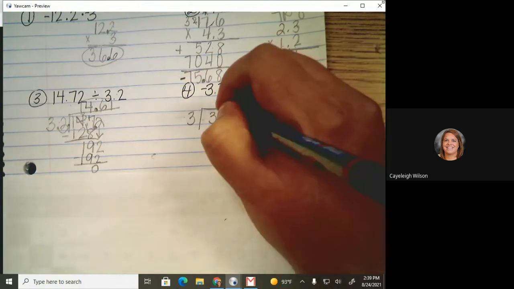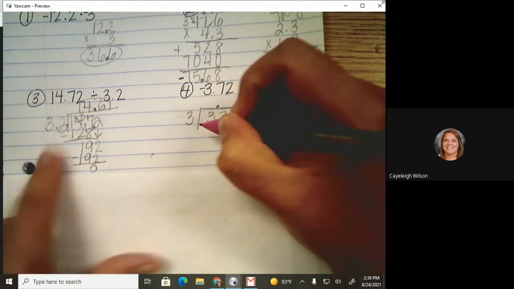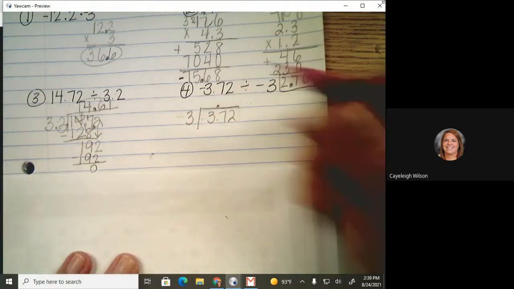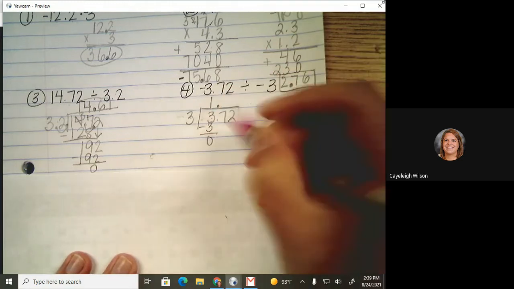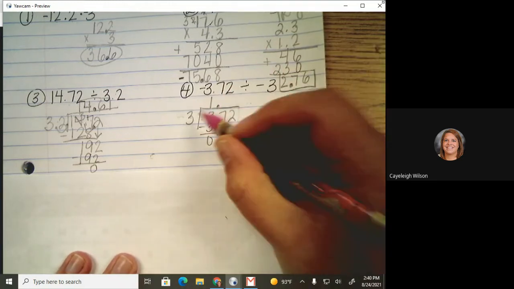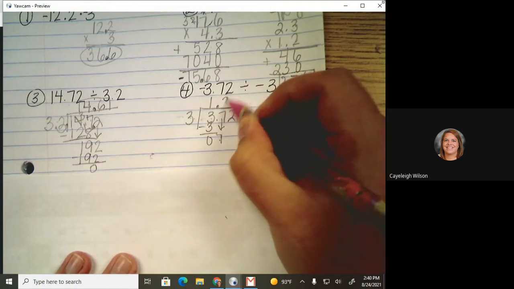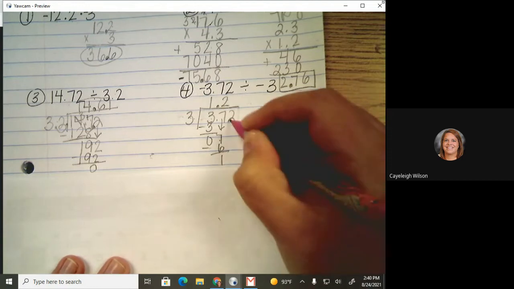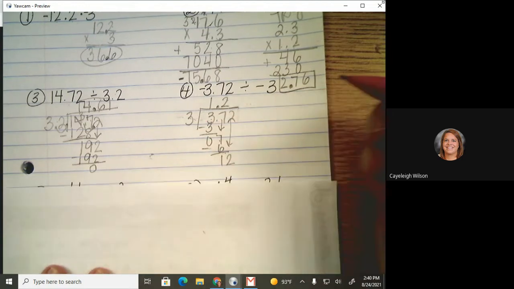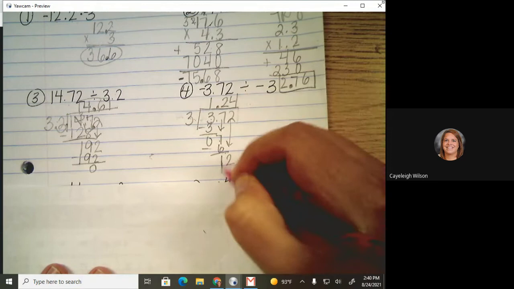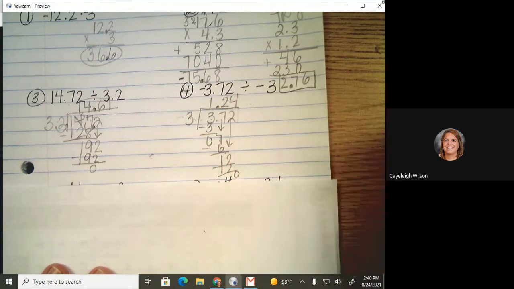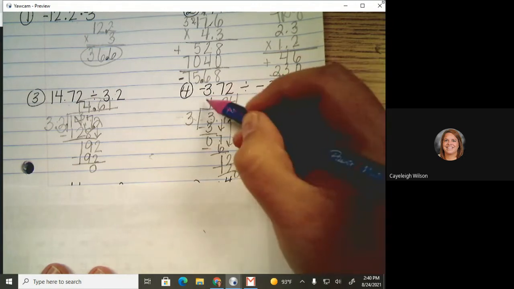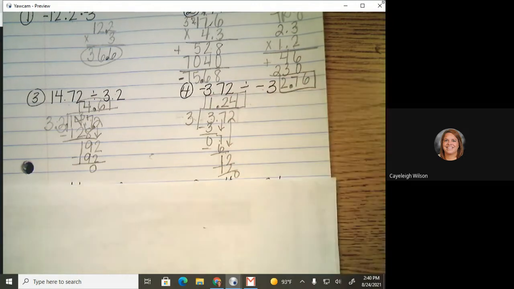Okay, so you should have brought your decimal up because there was no decimal to move out here. This one I had a decimal to move, this one I don't. So 3 goes into 3 one time. Then I'll bring down my 7. 3 goes into 7 2 times because 2 times 3 is 6. And then bring down that last number. 3 goes into 12. 3 times 4 is 12. And I have no remainder. So my answer, negative divided by a negative, is a positive. So this is also a positive answer, 1.24.